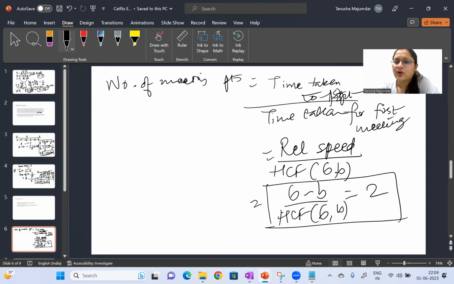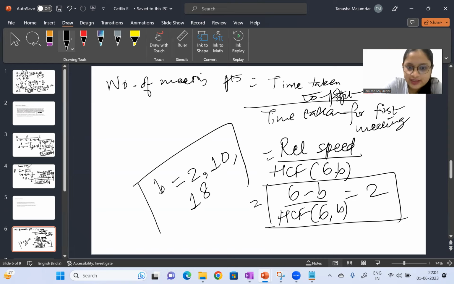And even then, there are a lot of exclusions. For example, if b is equal to 4, you'll already have 2 in the numerator, and you cannot have an HCF of 1, right? So that's why you have to try out which values would work. In this case, the only three values that work are 2, 10, and 18, right?